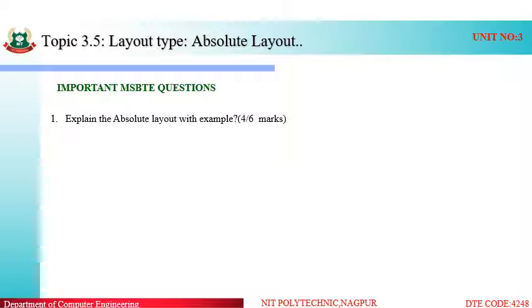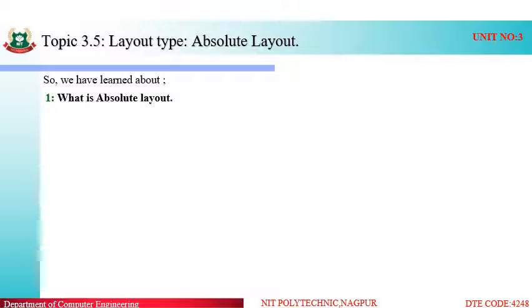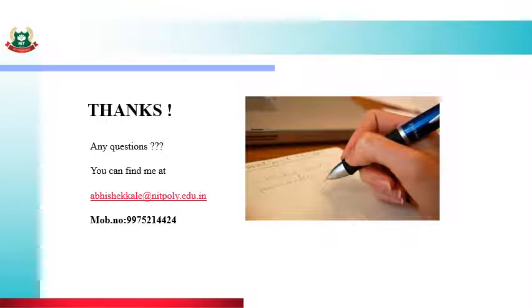So MSBTE related questions are: explain the absolute layout with any one example, and list the attributes of absolute layout. So we have learned today about the absolute layout, attributes related to absolute layout, and a simple example of absolute layout.